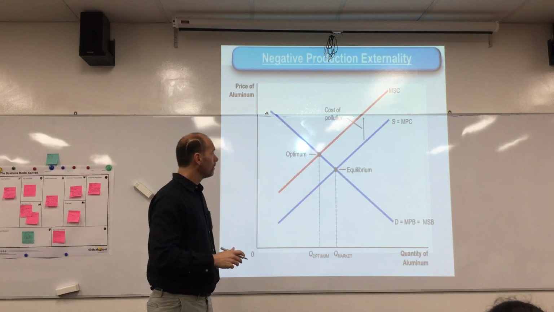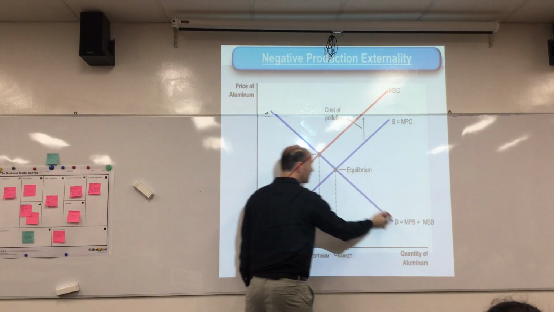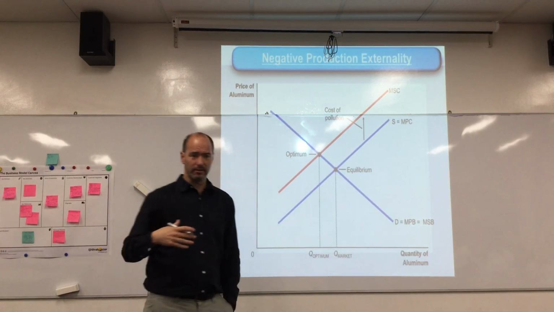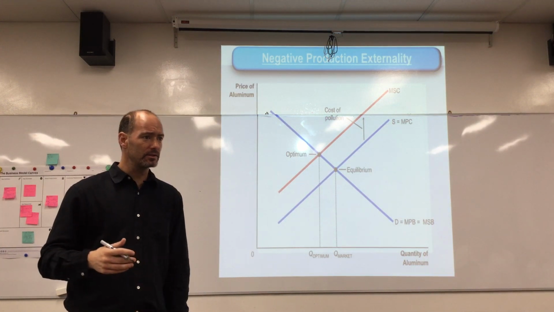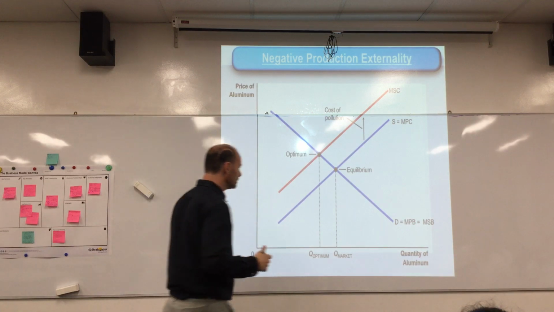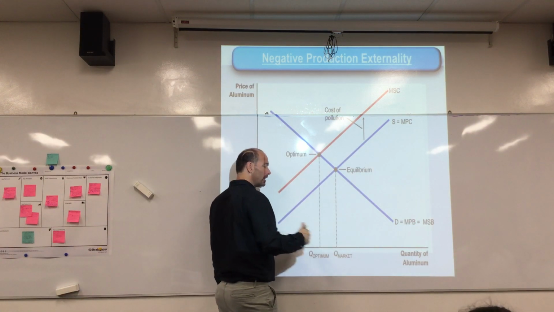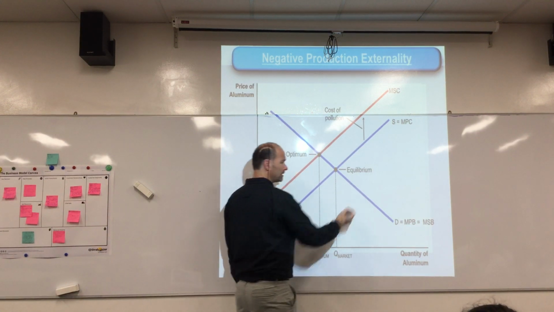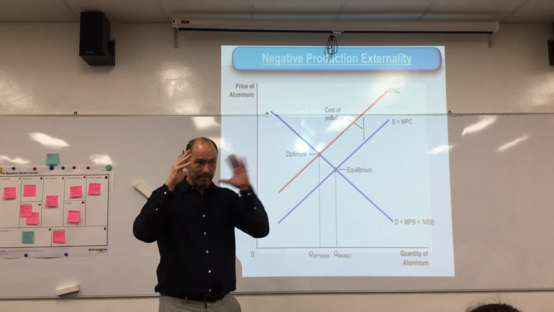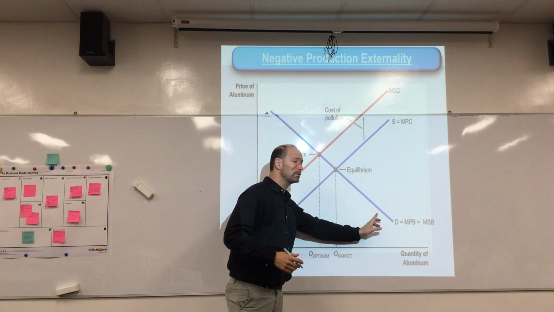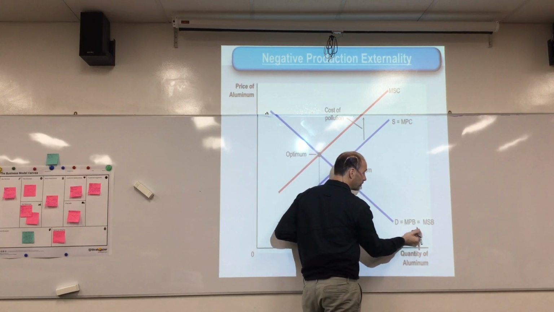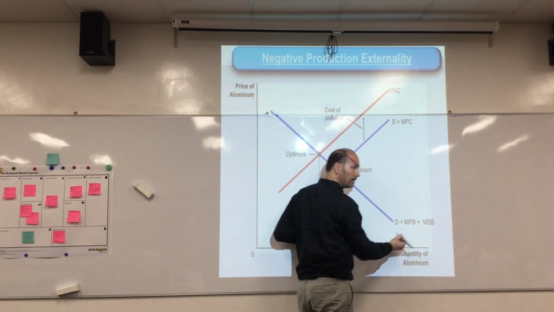Now, this blue demand curve represents the private benefits of consuming the good. When I, as a consumer, make a decision about whether or not to buy the good, the amount of value I get from consuming it, or at least I perceive, is represented on this blue curve, and we would say that's the marginal private benefit.